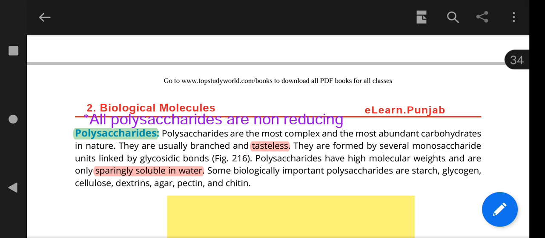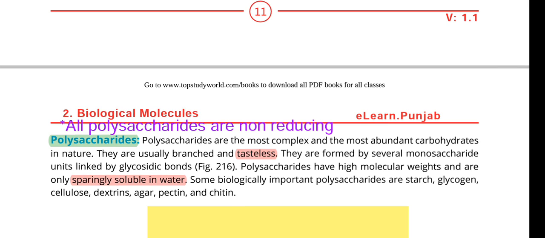Let's start with our new topic, that is polysaccharides. So one sentence about polysaccharides is that all polysaccharides are non-reducing in nature, and all the monosaccharides are reducing, and some oligosaccharides are also reducing, and some oligosaccharides are non-reducing, and all polysaccharides are non-reducing.